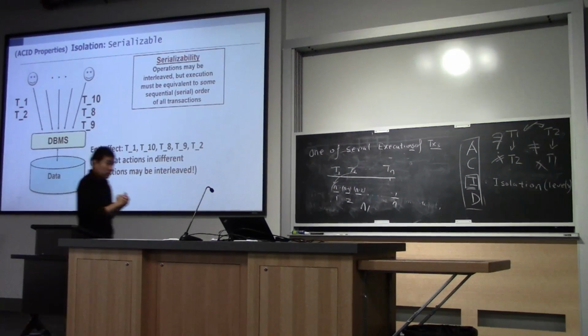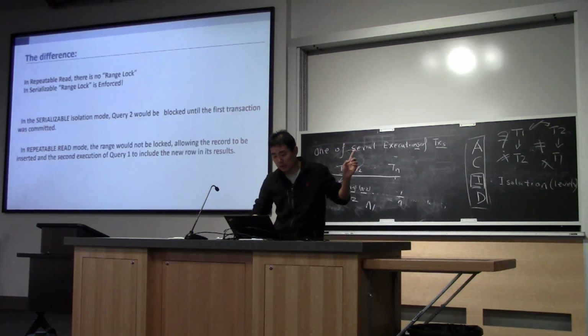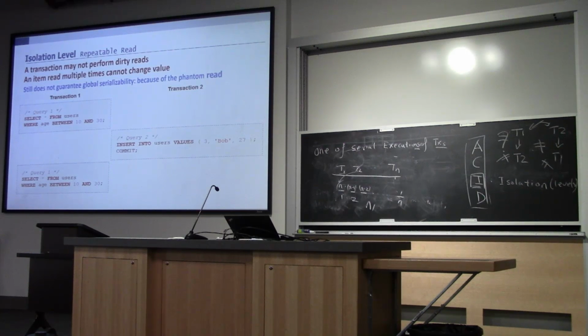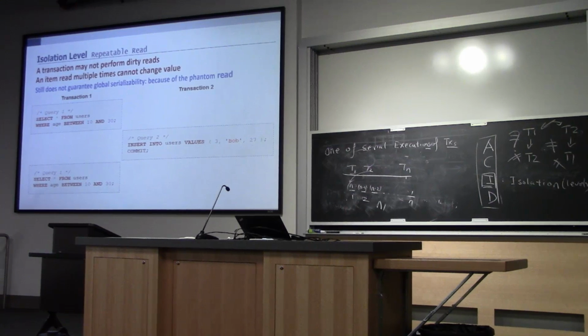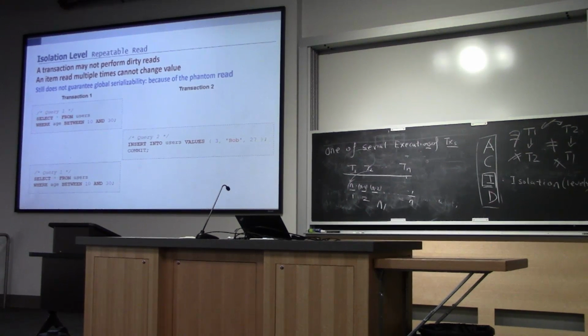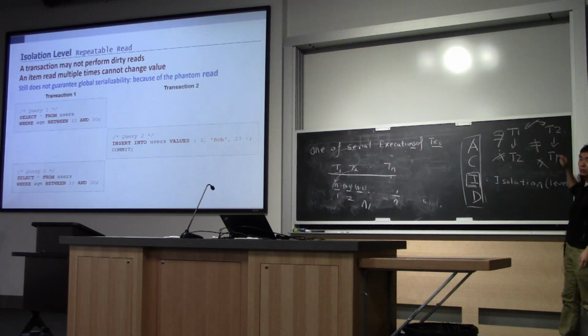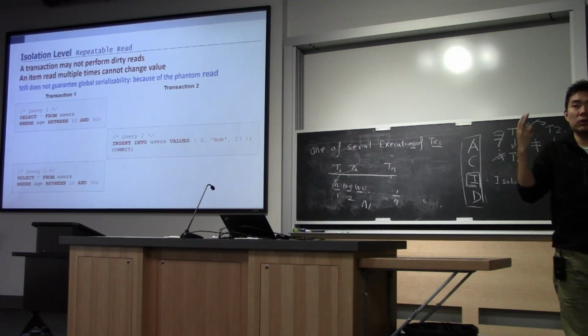What that means is, this particular example I showed you here, this particular schedule, meaning the way you're interleaving actions from different transactions, is not allowed in serializable isolation level. This will not be allowed in serializable isolation. Why? I just argued for you. It's not equivalent to T1 then T2. It's also not equivalent to T2 then T1. Those are the only two serial executions when you have two transactions.